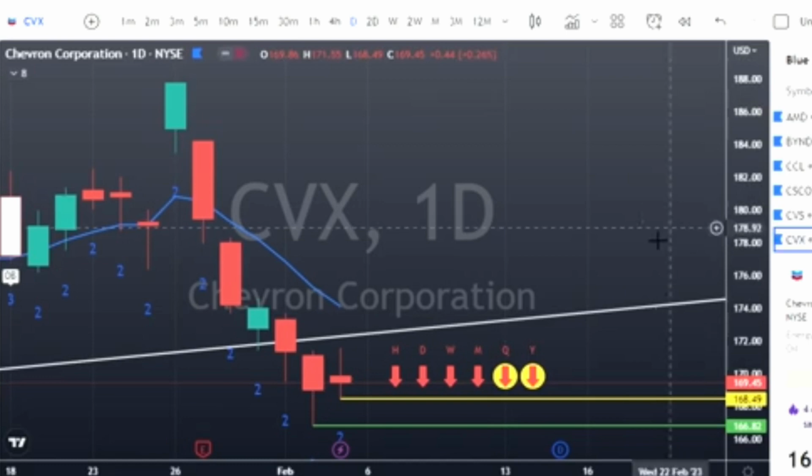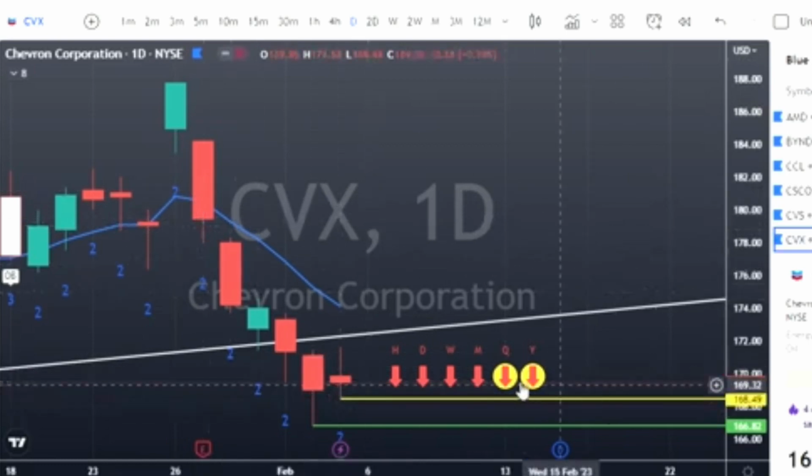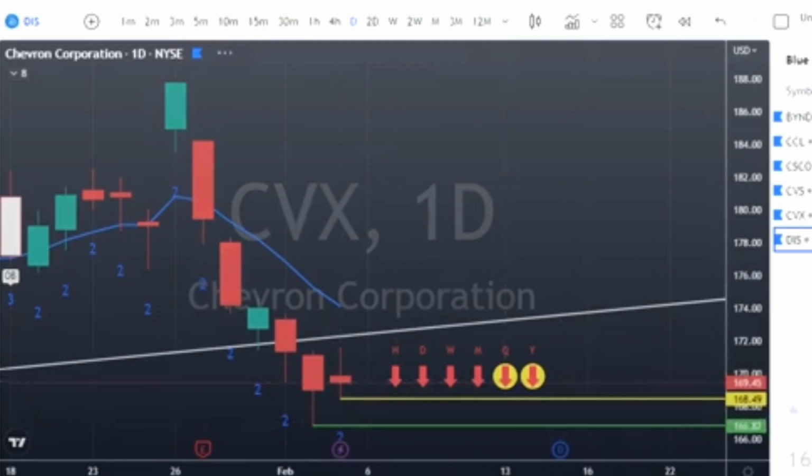So we look at CVX. CVX, again, is in a downtrend. Again, full time frame continuity to the downside. We're looking for puts at 168.49 on CVX.